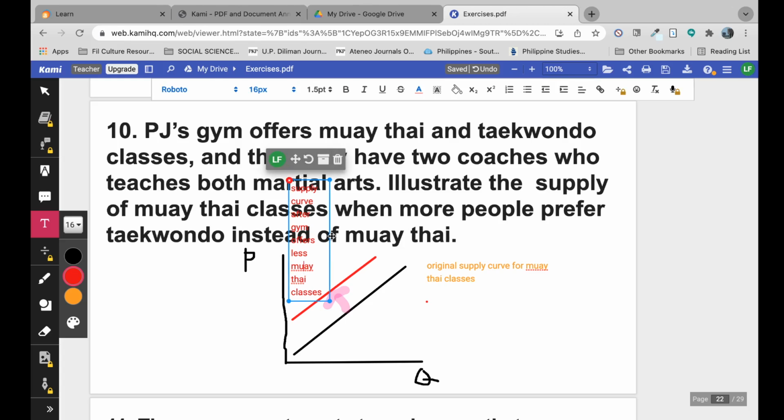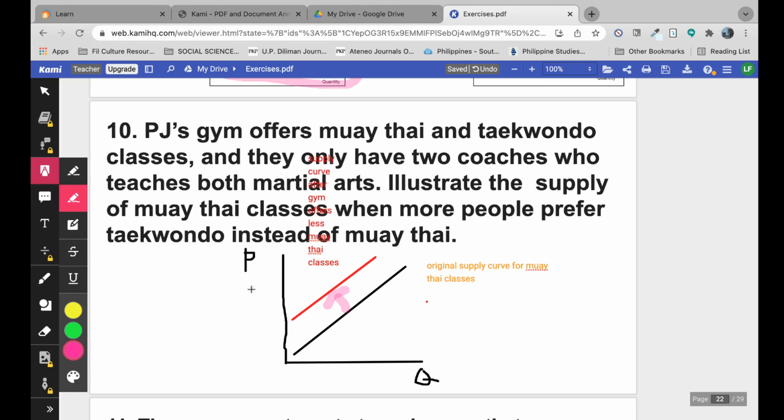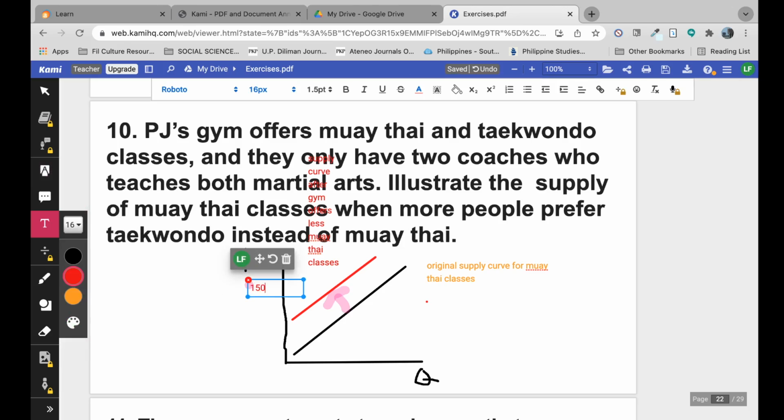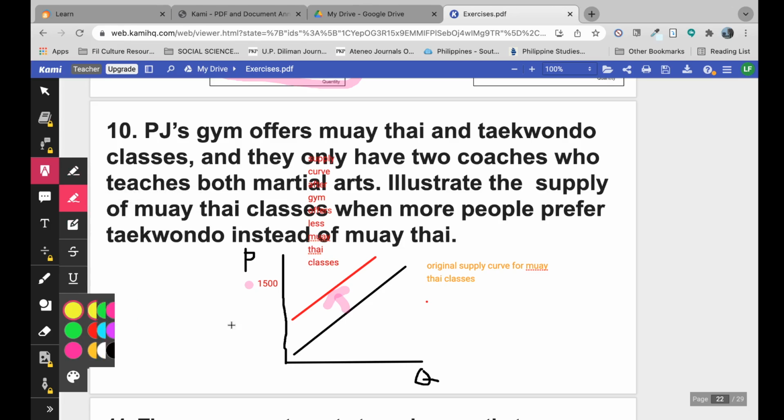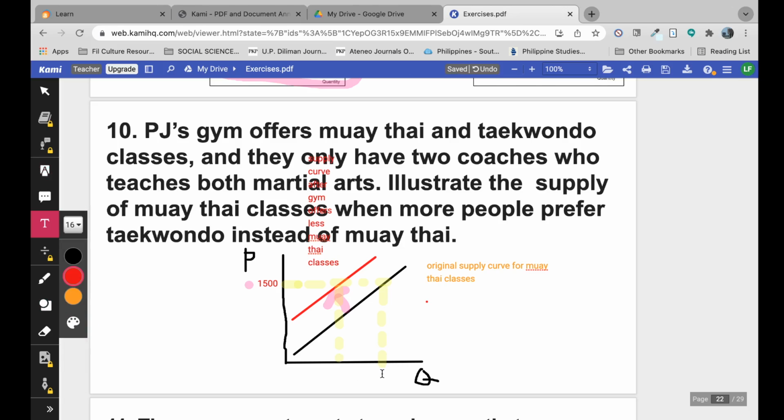And again, we can see that, let's say, the price of our Muay Thai classes is 1,500 for 1 month. Okay, this is per session. If we try to construct this, we'll draw connections here. We can see it will show a decrease in the quantity supplied of Muay Thai classes. So let's say before, with a gym membership of 1,500 per month, they were serving around 10 people for Muay Thai. It becomes 5 people now.